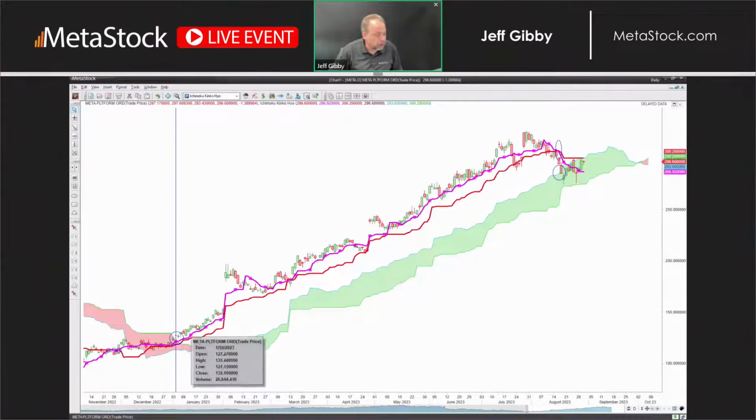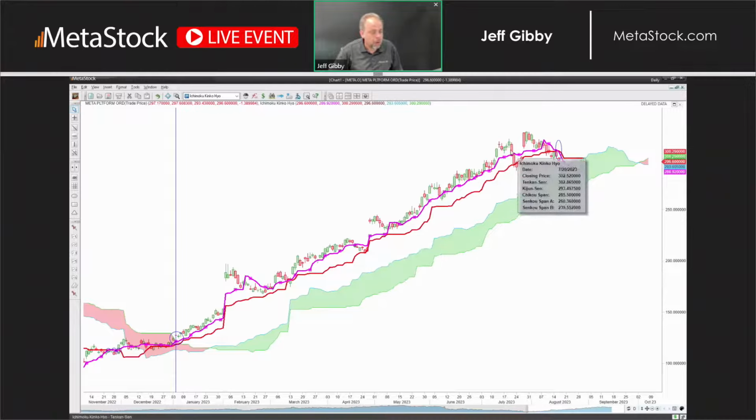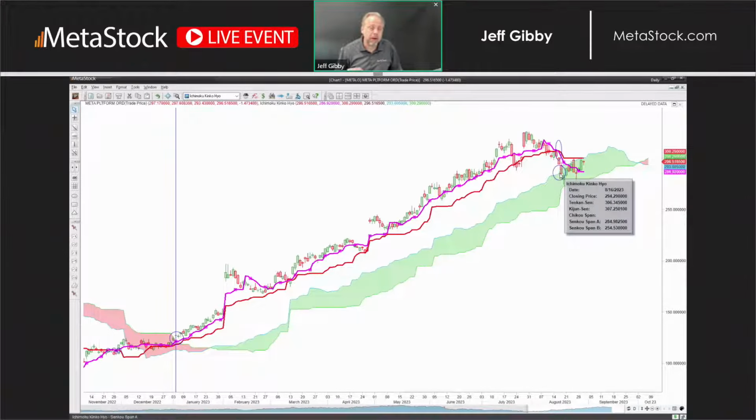From here, that whole period of time where price was above the Kumo, you could say that you were in a bullish phase based on the Ichimoku Cloud, okay? As soon as it entered into the Ichimoku Cloud, right here, you would say that it entered into a neutral phase.